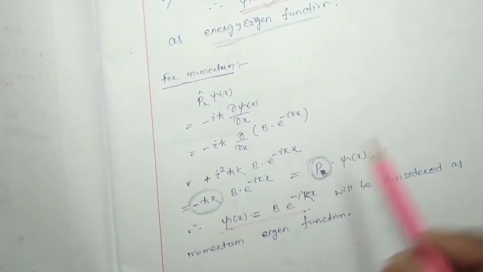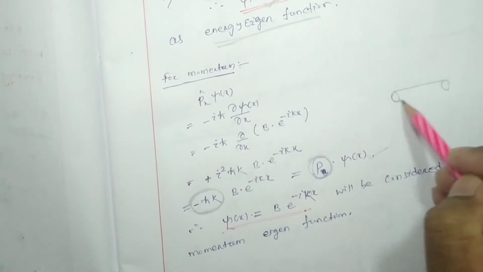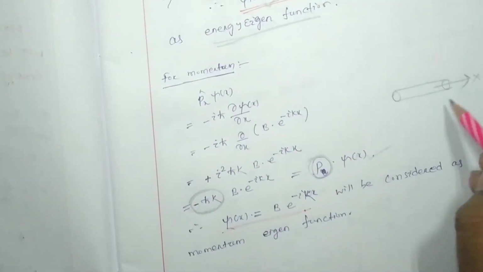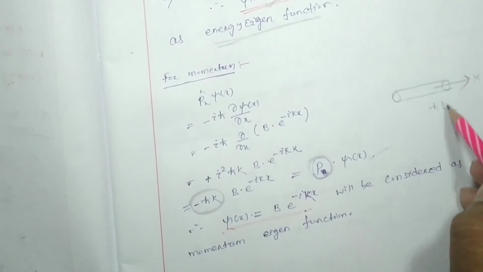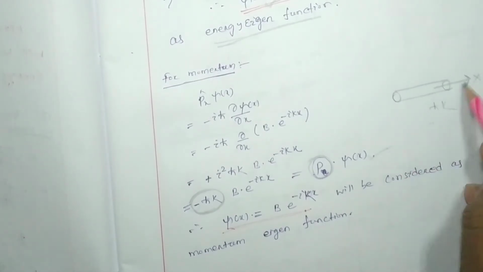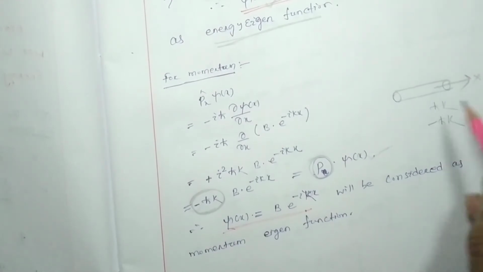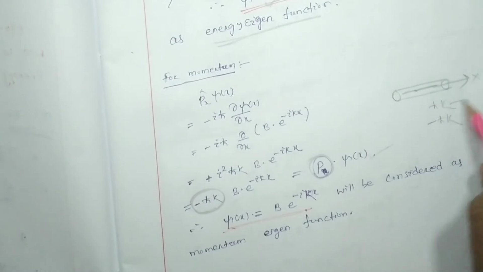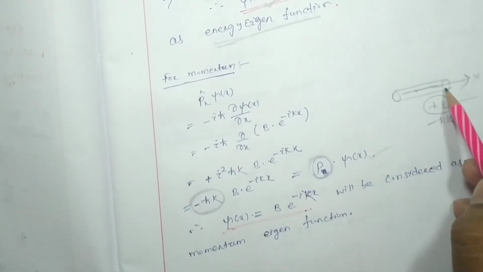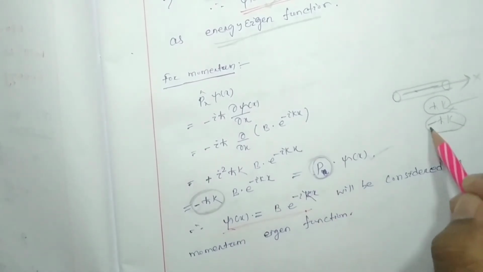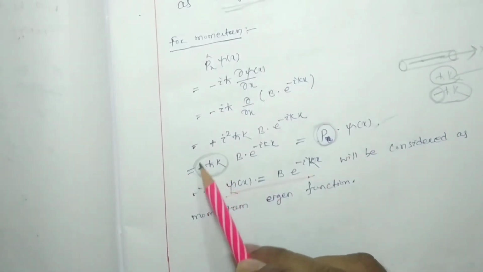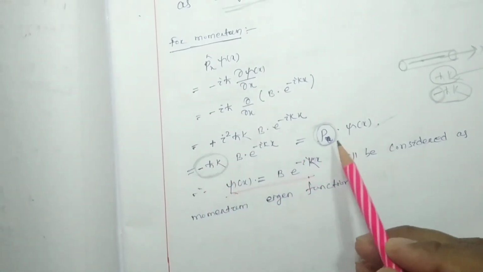That means whenever the particle is moving along the positive x-axis direction, the momentum will be h cross k. When it is moving along the negative x-axis direction, it will be minus h cross k, because a particle in one-dimensional motion undergoes to-and-fro motion. So towards this side it will be h cross k, towards this side it will be minus h cross k. So this negative sign indicates the direction, but this will be the dimension of the momentum.